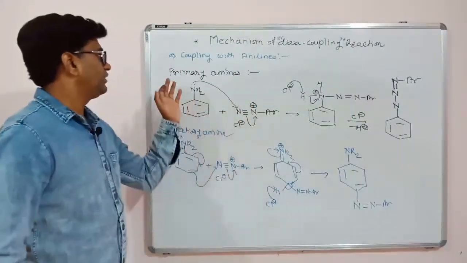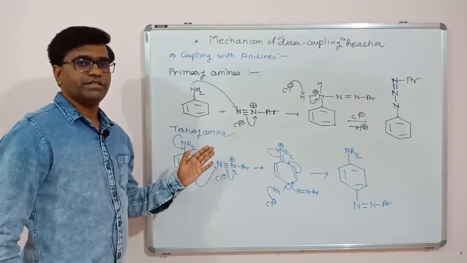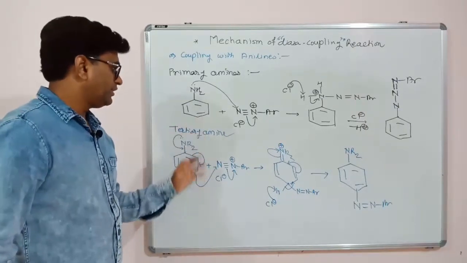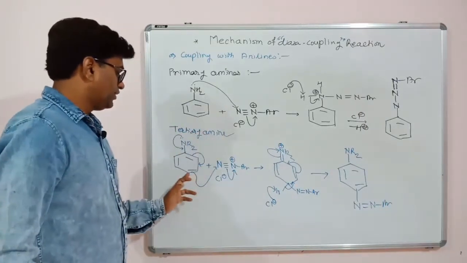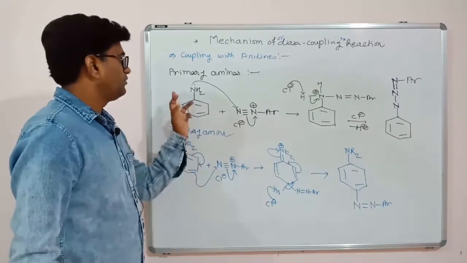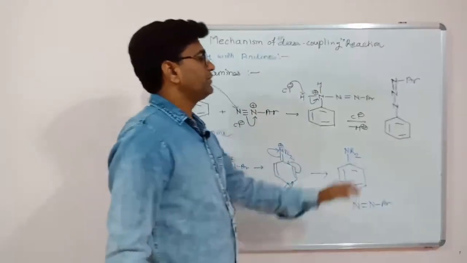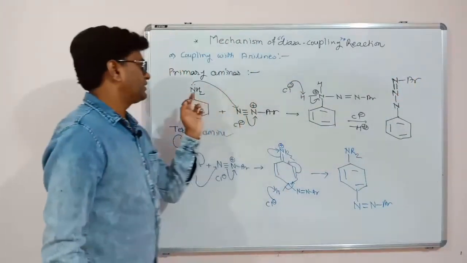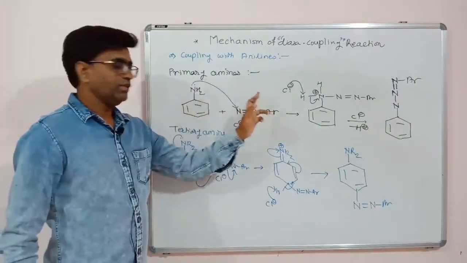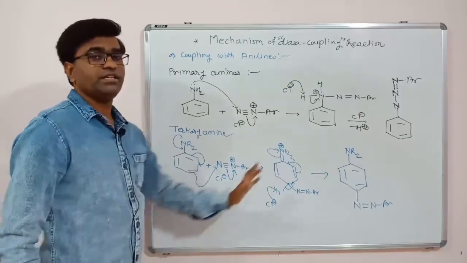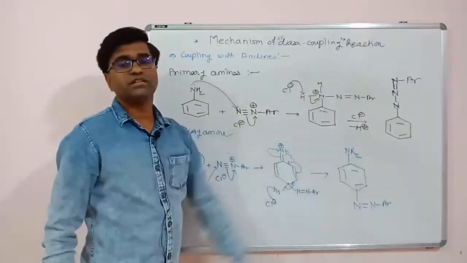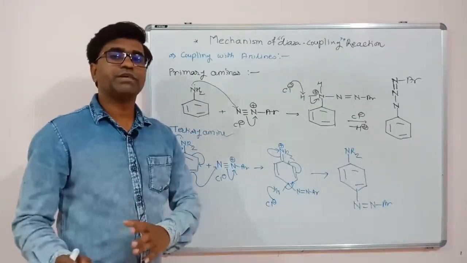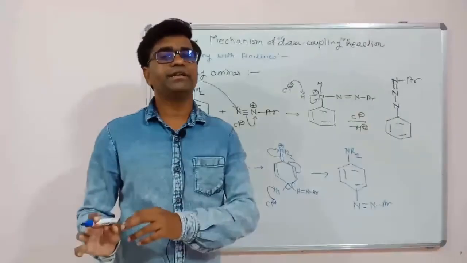So this is the difference between primary amine and tertiary amine. In tertiary amine the diazo coupling forms at the para position, while in primary amine diazo coupling forms at the aniline nitrogen. So here is an N azo compound and here is a para C azo compound. C means carbon, N means nitrogen. Now we'll see the mechanism with secondary amines.